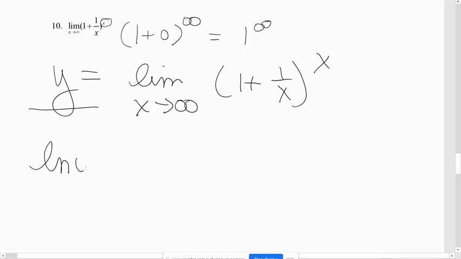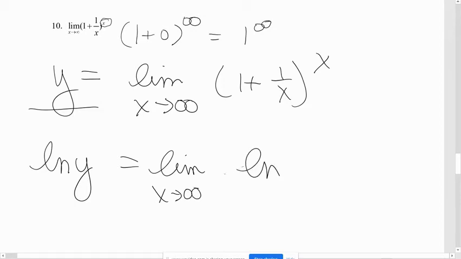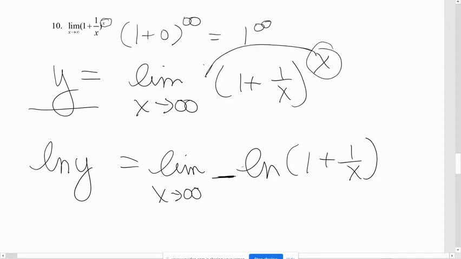So I'm going to take the log of y, and then I'm going to take the log of this. So it'd be the limit as x approaches infinity of ln, and I'm purposely leaving a spot there because that's where that exponent is going to go. 1 plus 1 over x, and then I'm going to take that exponent and stick it out front, so that becomes x right there. Okay, so hopefully you followed that.